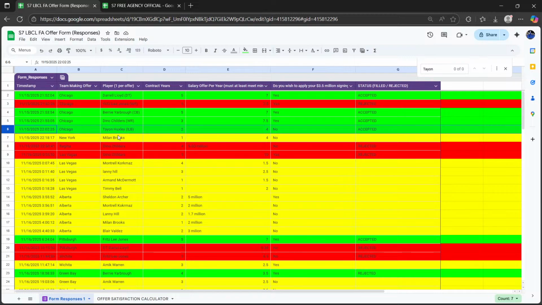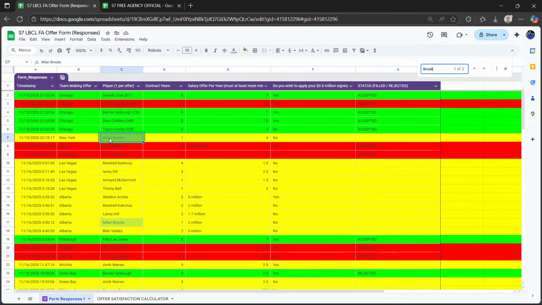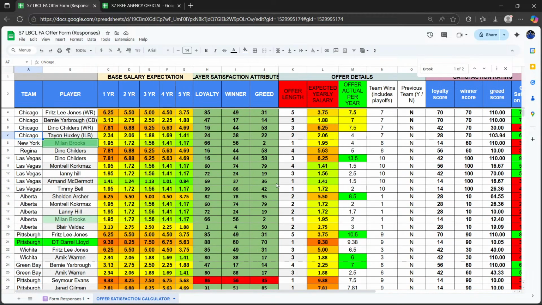Something like that. Okay, let's look at Milan Brooks. Brooks is the next that came in. We had two offers on Brooks. Alberta, I'm sorry, man. Your offer, it sucks to be a one-win team. I'll just say that. So the question is, well, here's the thing though.